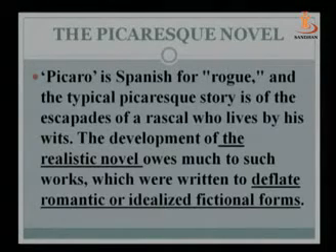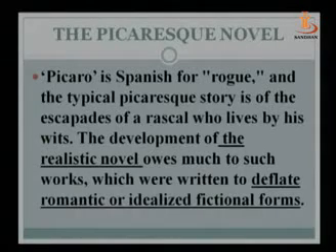So the whole outlook towards life seems to have changed, and this shift in outlook has given rise to a new literary form. The development of the realistic novel owes much to such works, which were written to deflate romantic or idealized fictional form. So fictional forms which dealt with romance, the idealization of the bravery of knights, their glory, great adventures and heroism, were replaced by people who were actually rascals, non-heroic or anti-heroic. And we have at this juncture a very important novel by Cervantes that we are going to discuss now.